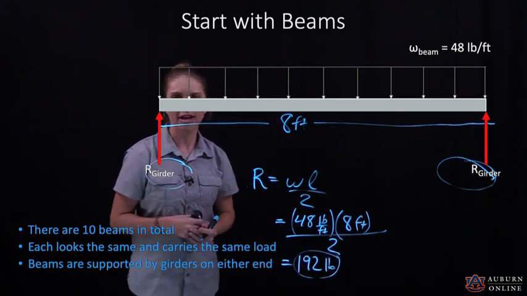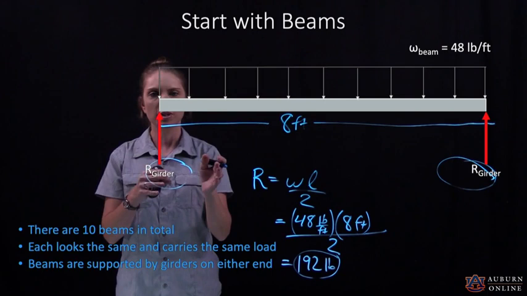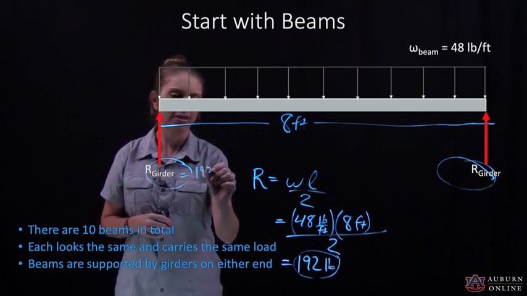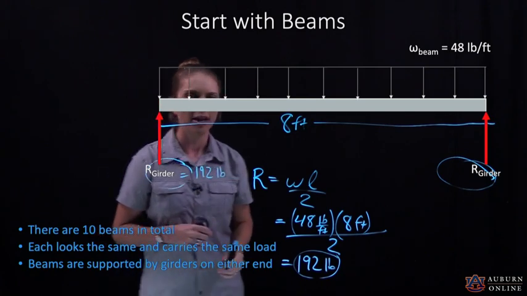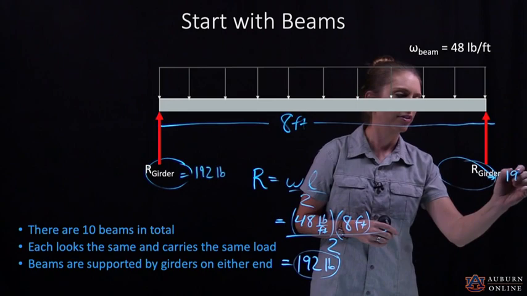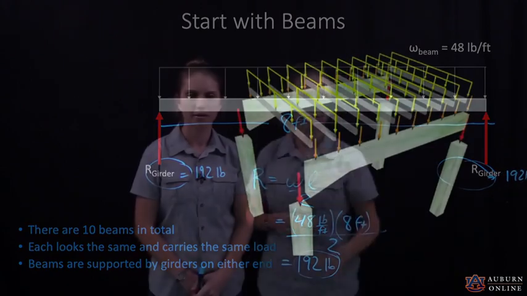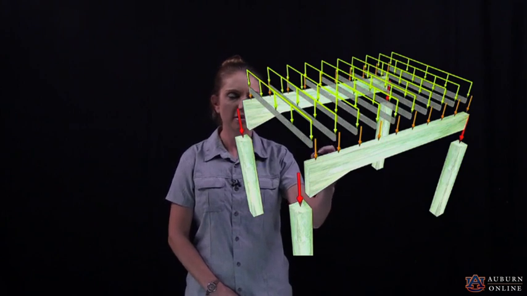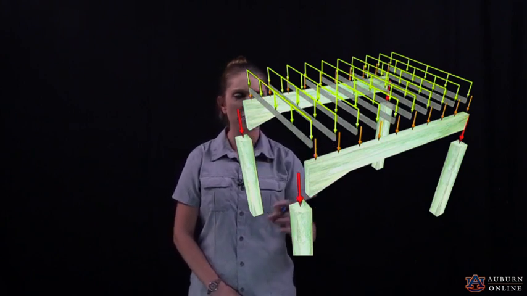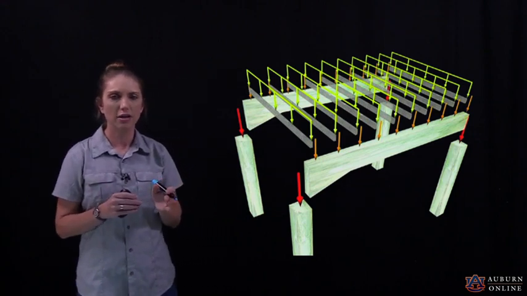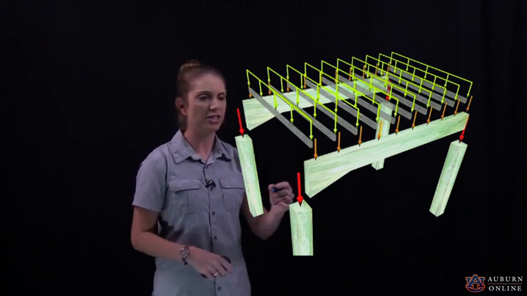So this is our reaction force. So the reaction between the beam and girder on the left side equals 192 pounds. And the reaction between the beam and girder on the right side equals 192 pounds. So again, we have 10 of these beams that are resting on the girders on either end. We just calculated that the reaction between the beam and girders are 192 pounds, so on each end.